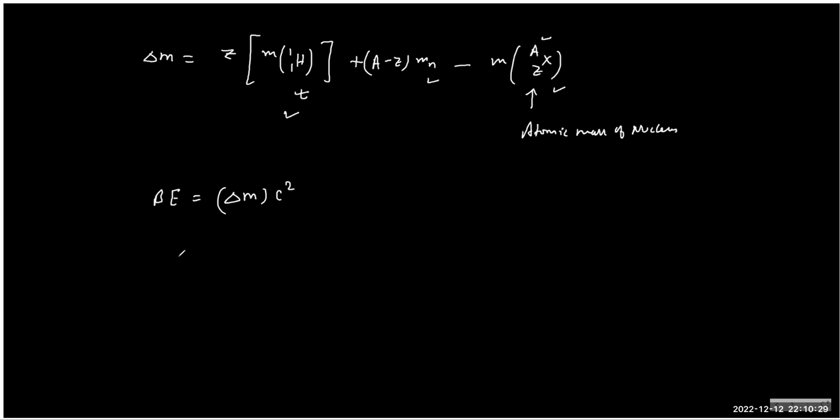Now what you need to remember is one unified mass unit. I hope you know the unified mass unit. What is one unified mass unit? One twelfth of the mass of carbon-12. I hope you remember this. Yes. And how much is this in kilogram? So in kilogram it is how much? Tell me.